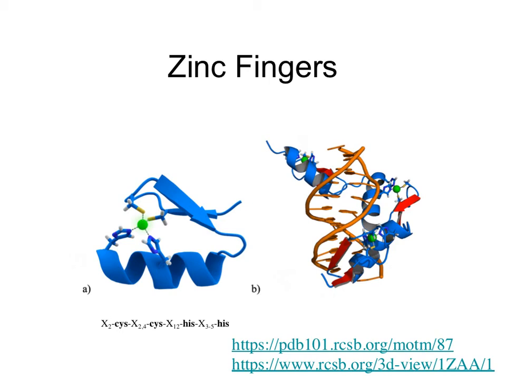Zinc is there to actually fold the protein together. You can imagine that if this zinc wasn't here, this beta sheet portion and the alpha helix portion are not going to be folded in the appropriate way. And so that zinc is essential for the structure of the protein.